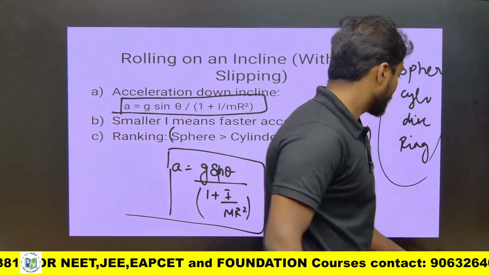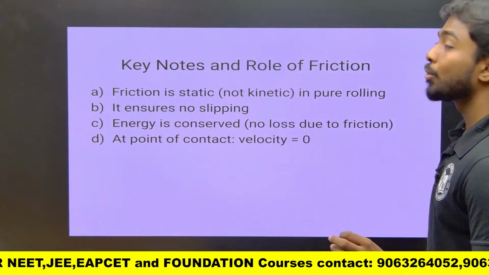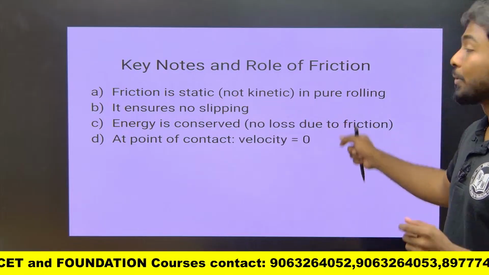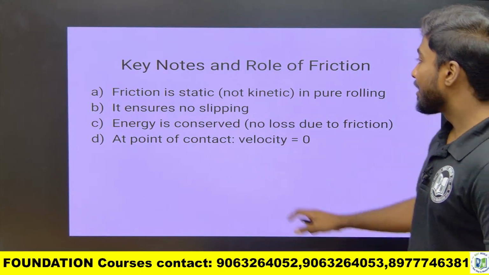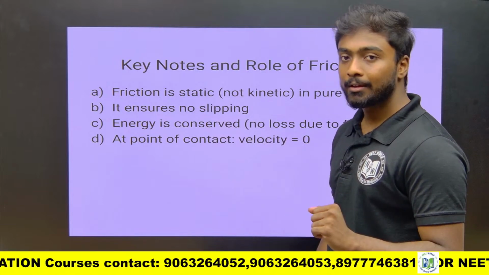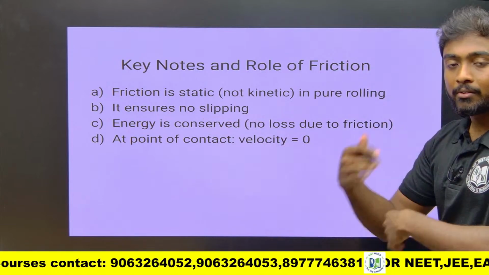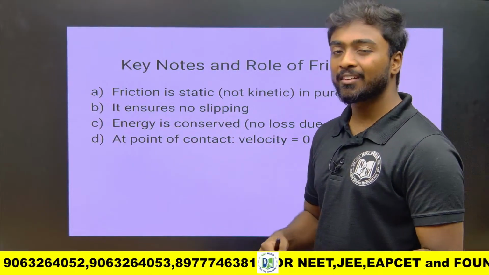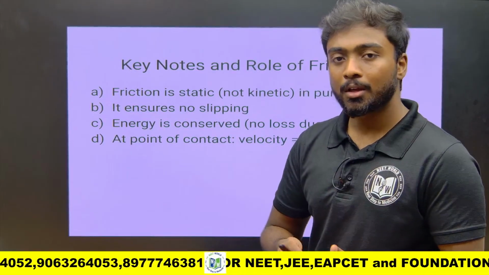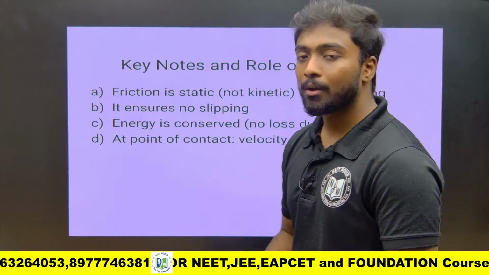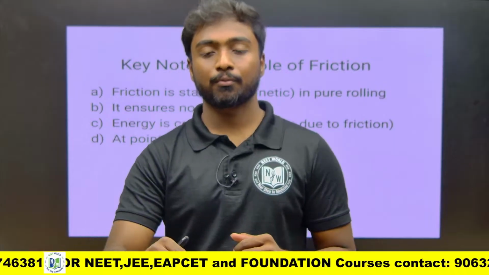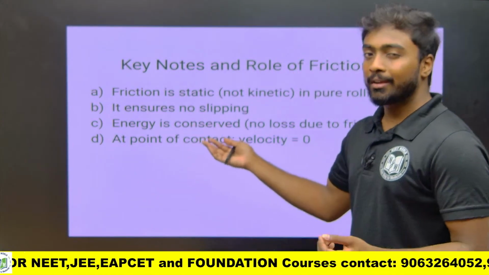Next, the key notes for the role of friction. Friction is static, not kinetic, in pure rolling. That's why it ensures no slipping. No slipping in the sense that if there is no friction, we would slip, right? If we are walking on a smooth surface, those examples we can take.